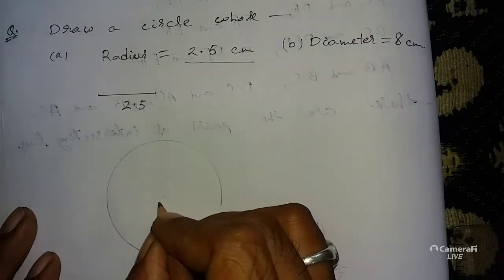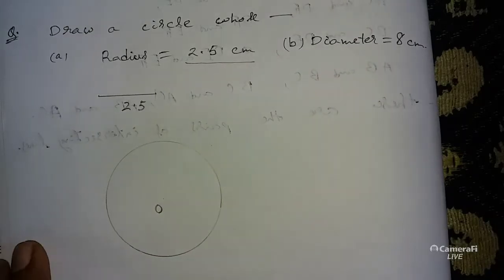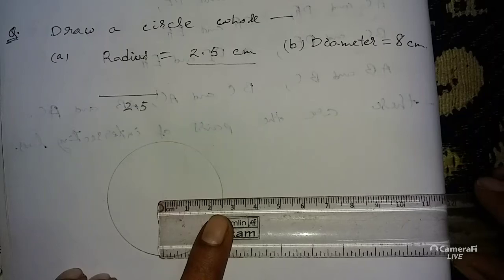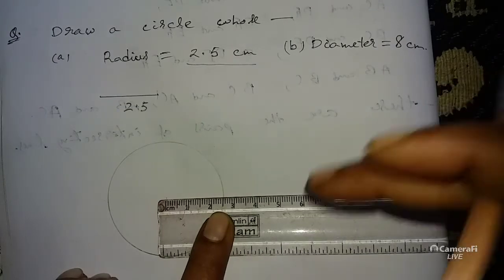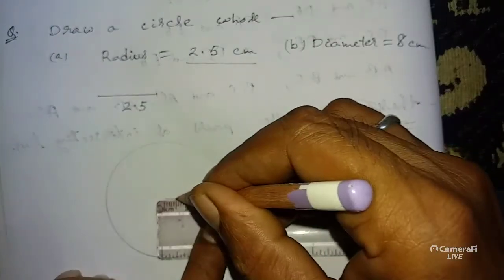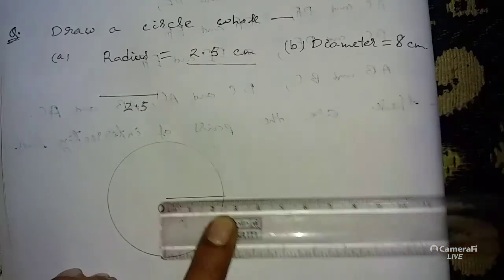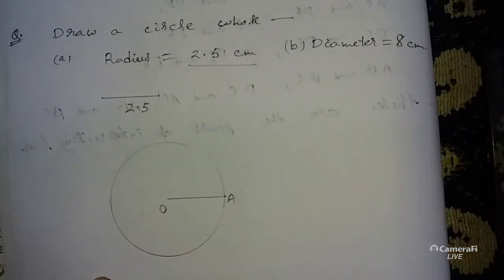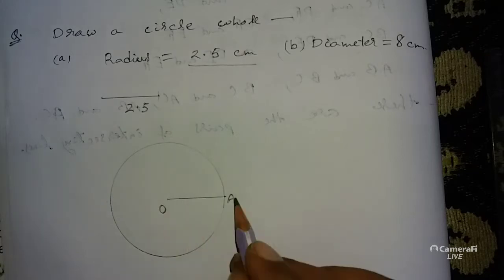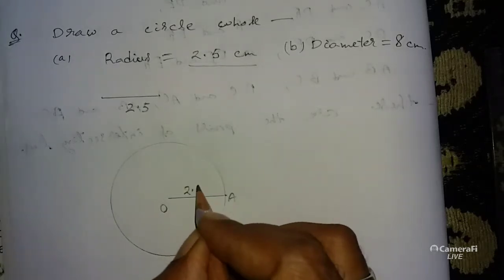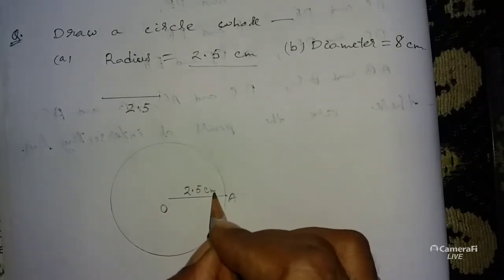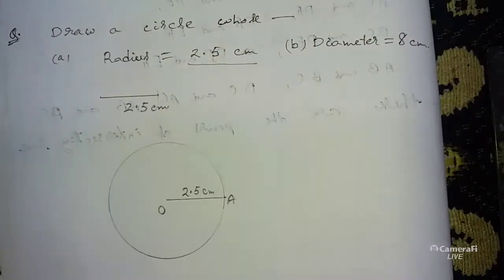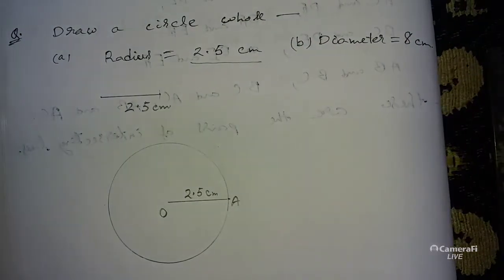So, center is here O, and we will draw the line segment from center to any point on the circle. Center and any point on the circle. Suppose this is point A, OA. So, OA is the radius of 2.5 centimeter. So, the circle is drawn.